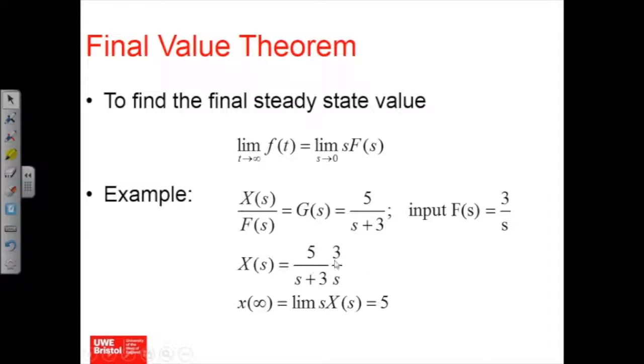So this would become 15s over s squared plus 3s. Bit of cancellation to tidy it up, and what I end up with is 15 upon 3, which is 5. I get no information at all about the dynamic or the transient response of this system, but I do know where it ends up. And sometimes that's what I want to find out in a hurry.